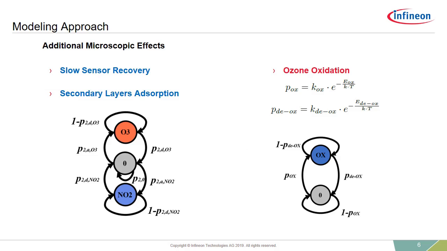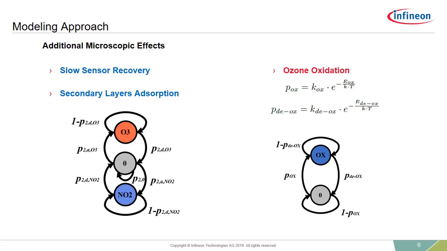The advantage of this microscopic model is the possibility to implement microscopic effects that might be responsible for certain drift behaviors. There are three effects that have been implemented. On the one hand, a very well-known effect is slow sensor recovery, which means that the molecules desorb from the sensor surface much slower than they adsorb on it, which means that it takes a considerable amount of time until the sensor recovers, which leads to a downwards drift.